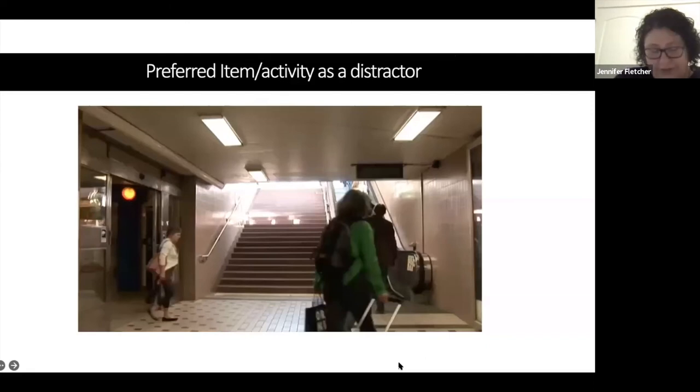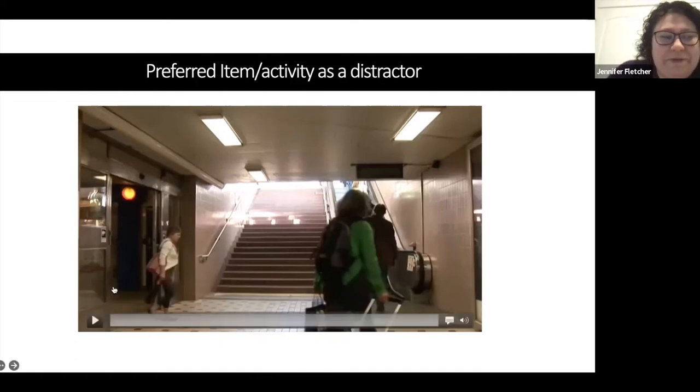All right, the other thing you can do as an antecedent strategy is do some type of preferred item or activity as a distraction. I love this little clip because I don't know about you, but I'm usually the one that likes to go up the escalator. And I can't remember if it was in Iceland that they did this, but it was an experiment to see if they can get people to go upstairs instead.